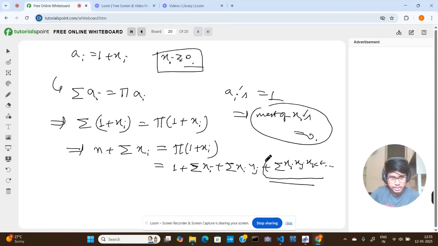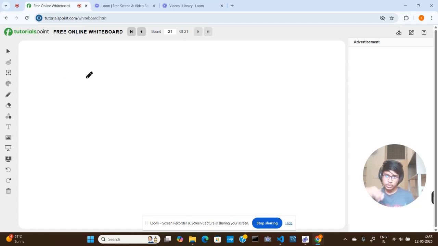So we are not interested in all the terms in this product. We are only interested in some of the terms. And also we know that x1 is less than or equal to x2, less than or equal to and so on, less than or equal to xn. Now let's try to explore the edge cases. We know xn is greater than or equal to 0. But can xn be equal to 0?